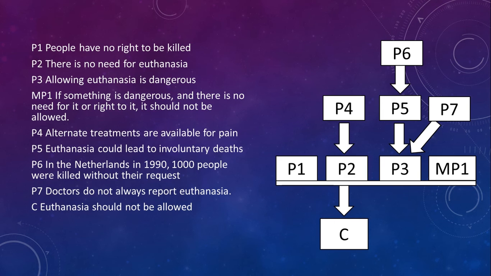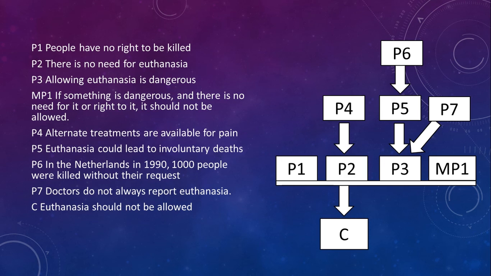P4 leading to P2: alternate treatments are available for pain, therefore there is no need for euthanasia. So if it was true that alternate treatments are always available for somebody in pain, does that entail, or to what degree does that raise the probability that there's no need for euthanasia? Yeah? I don't think it fully qualifies because people wouldn't want euthanasia only for pain. It could be something like a disability. Good, right.